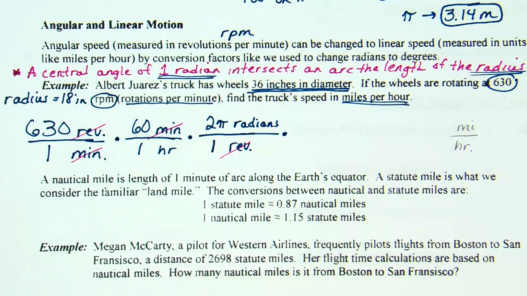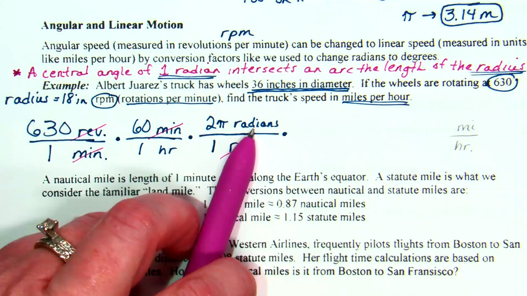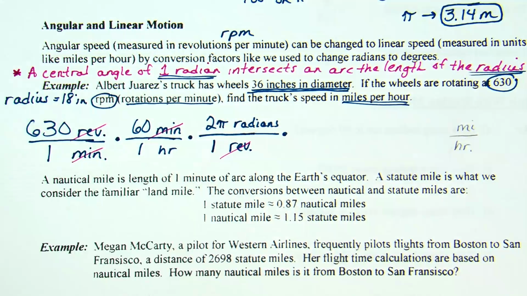In this particular situation, on Albert's wheel, 1 radian is equal to 18 inches. Because, what did it say? A central angle of 1 radian, which we are in radians right now, intersects an arc the length of the radius. So 1 radian equals the radius. The radius in this problem is 18 inches. Now, am I saying 1 radian is always 18 inches? No, it's whatever the radius is.